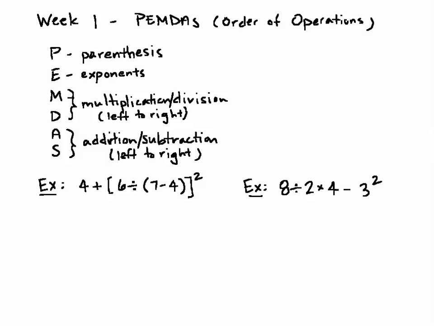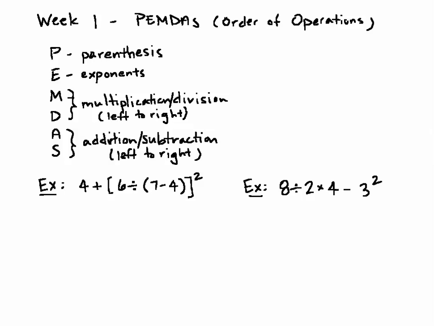Because if we didn't have this order, then one person might evaluate the operations reading from left to right, somebody else might evaluate it reading from right to left, and you would get different answers. So it's important that we all follow this certain order.